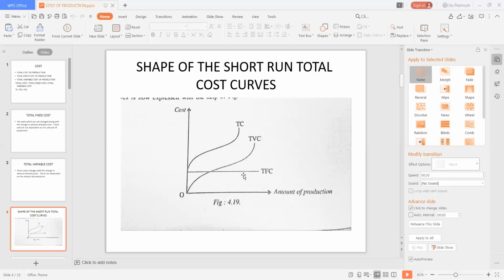Now there are some differences between fixed cost and variable cost. The cost which is not changed along with the change in the amount of production, that is, the cost which is not dependent on the amount of production, is called fixed cost.